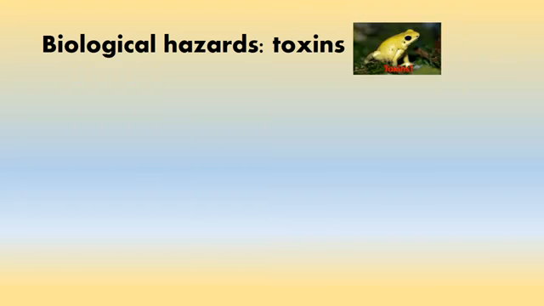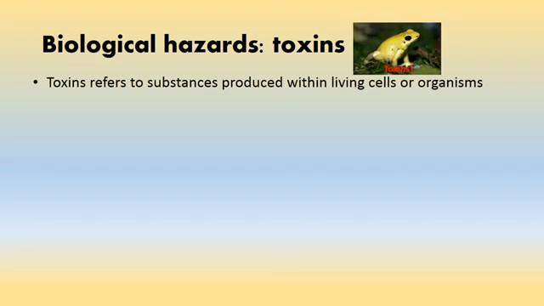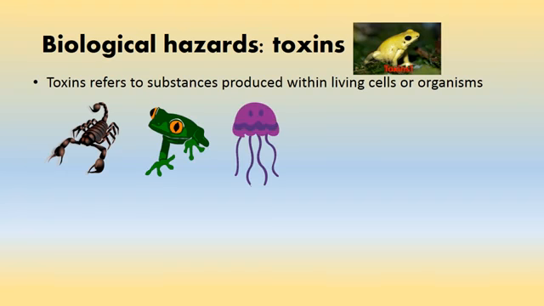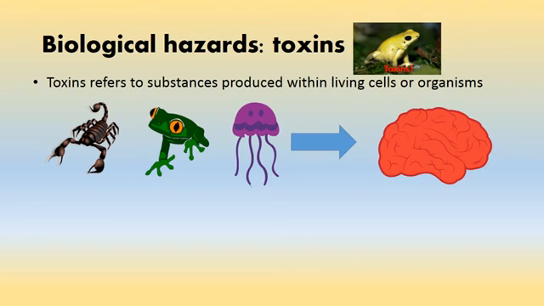Besides microorganisms such as bacteria and viruses, biological substances produced by organisms, known as toxins, are also classified as biohazards. Toxins are further grouped based on the physiological effect of the toxin. For example, toxins that are secreted by scorpions, poisonous frogs or jellyfish target the nervous system. They are known as neurotoxins.